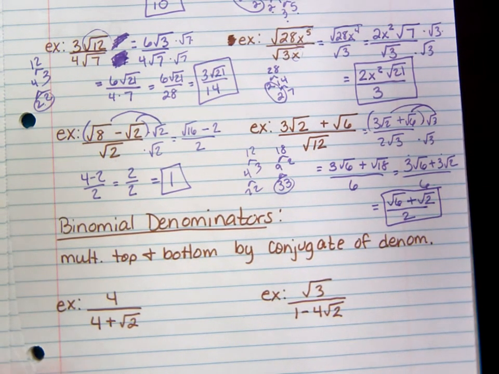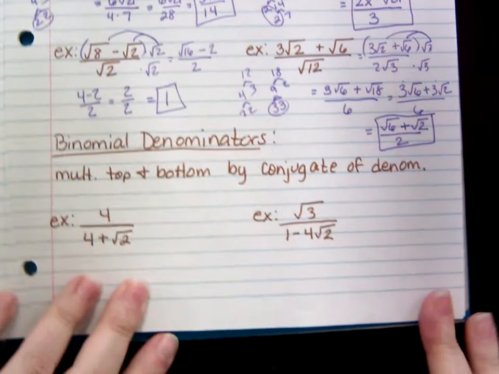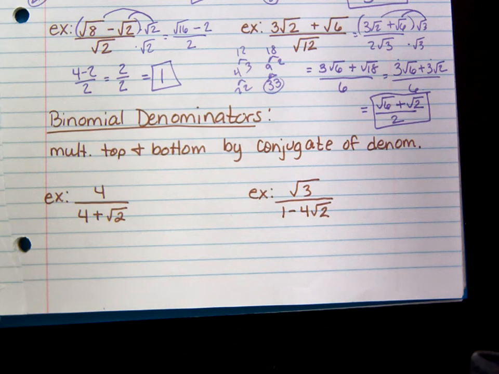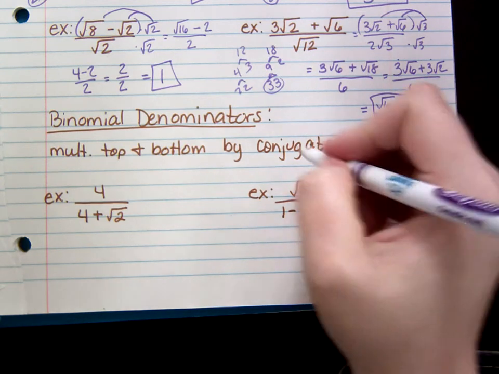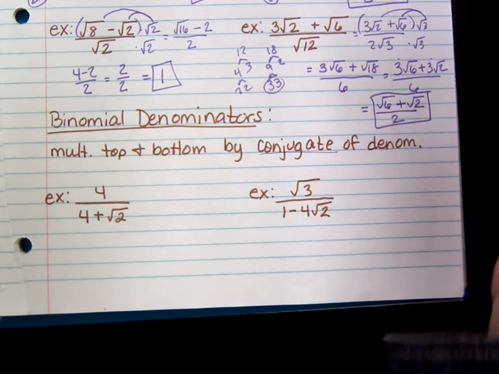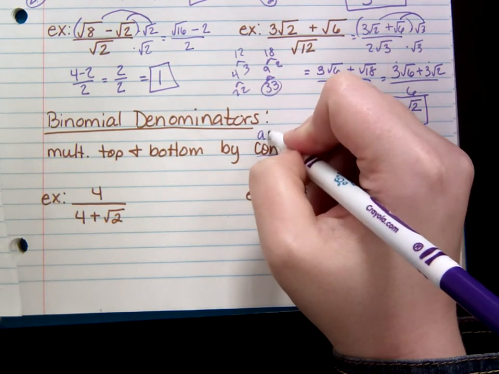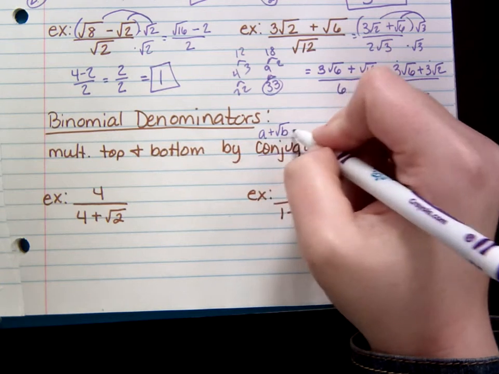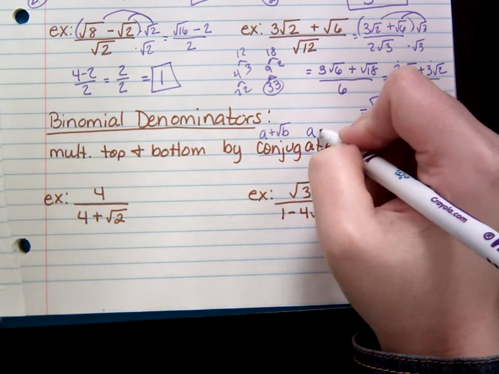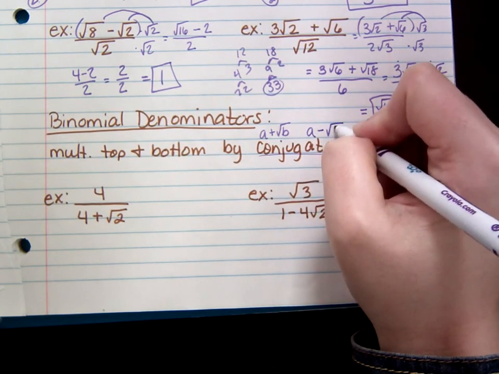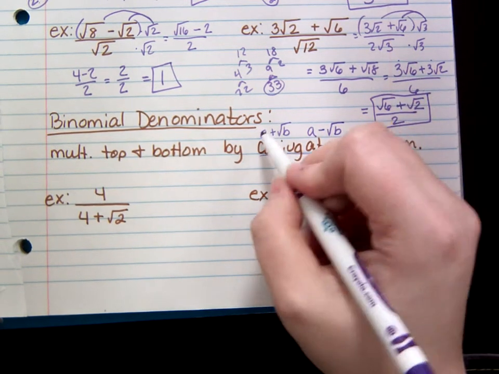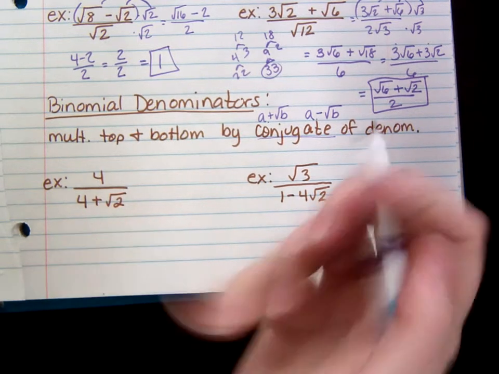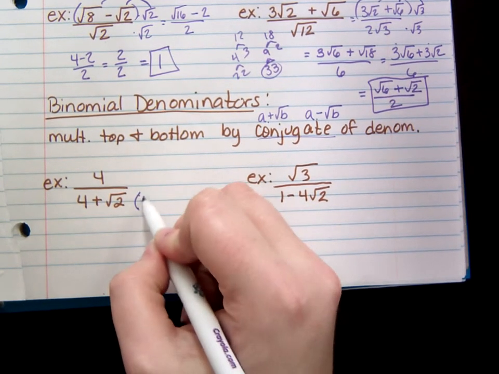But what happens if we have two terms on the bottom? If you have two terms on the bottom, you must multiply by the conjugate of the denominator. So a conjugate is when you have two terms, the same two terms in both values, but the different sign in the middle. So for instance, the conjugate of 4 plus square root of 2 is 4 minus square root of 2.